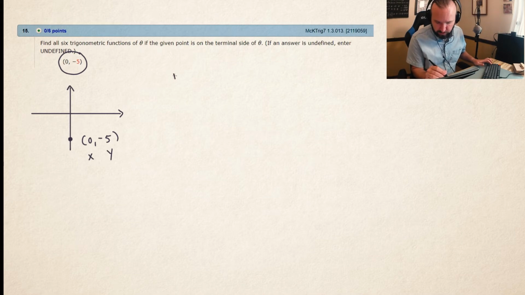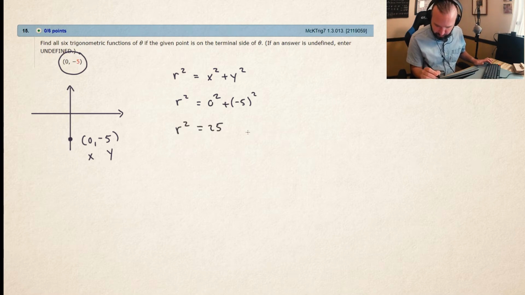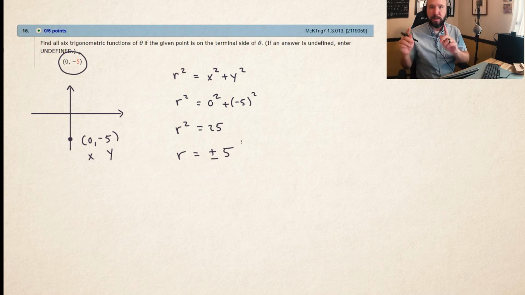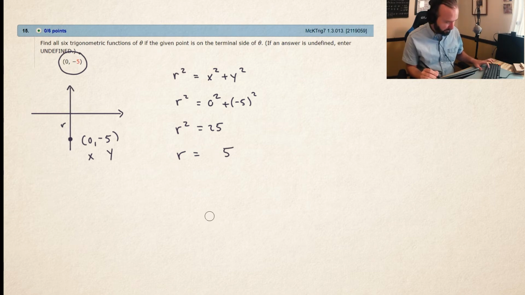So first let's calculate the r. So r squared here equals 0 squared plus negative 5 squared. So r squared equals 25. So technically we should have r equals plus or minus 5 when we take the square root of both sides. But remember, r is defined to be a distance, so it's always positive. So in this example, r is going to be 5. Okay, seems easy enough so far.